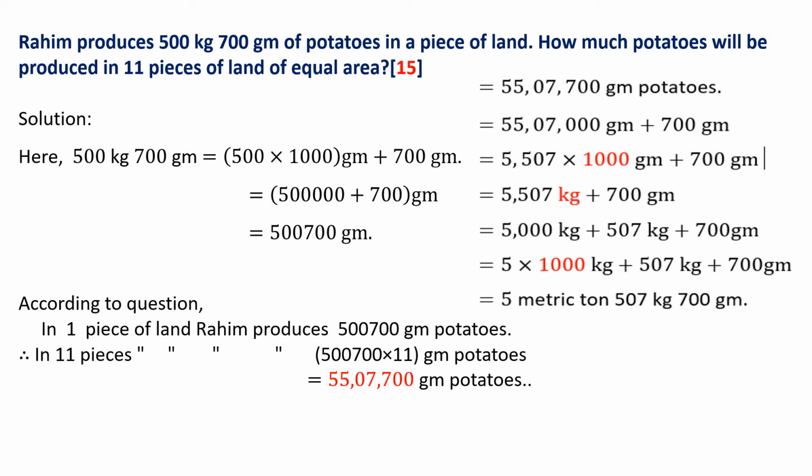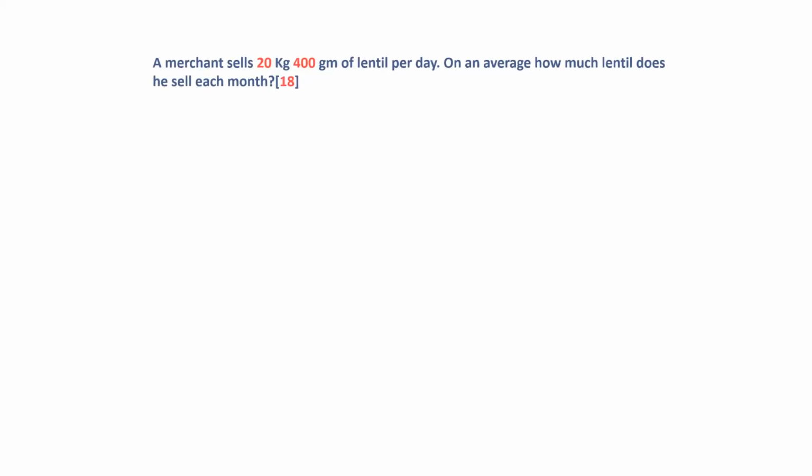You just let me know if you do not understand the conversion there. 5 metric ton 507 kg 700 gram. It remains to you as a homework, as I have solved it. You just check if you understand it or not. This one is so simple, that's why I am not going to illustrate this one. So let us see our next problem.